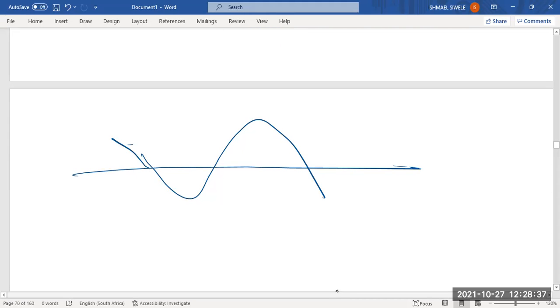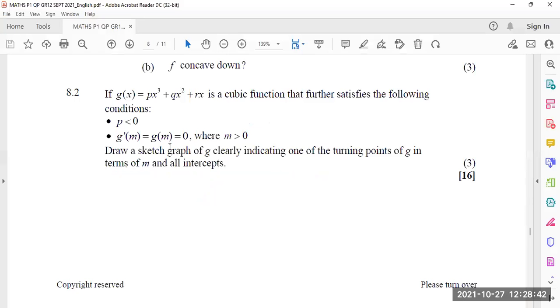Wait, let me see something. g prime of m is equal to g of m, which is equal to 0. So they're expecting a sketch of that nature. You have to do something of that nature, and then you get your marks. So that is it for now. We'll meet in the next question.